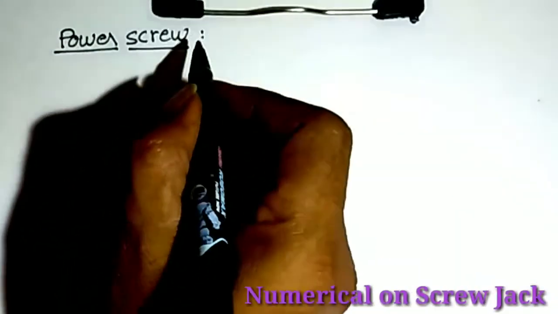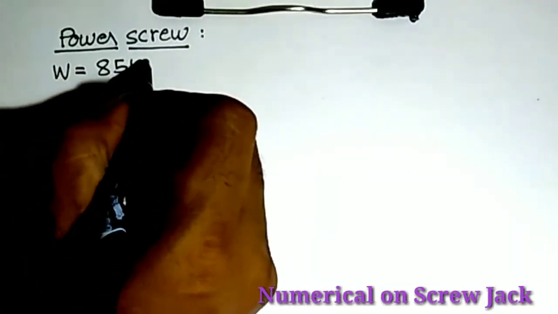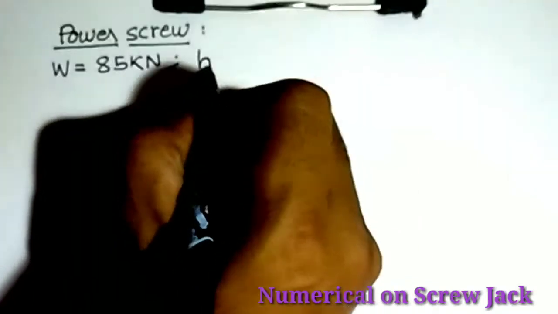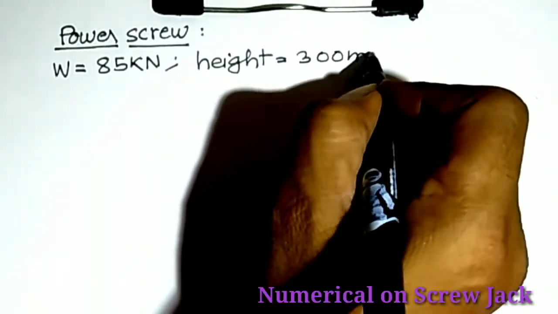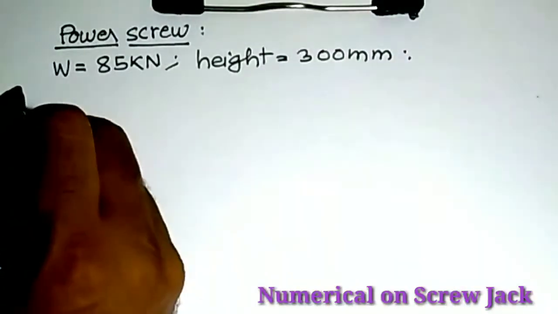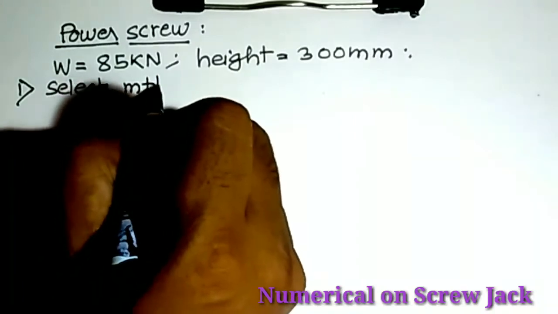Hello friends, let us start with numerical on power screw. Let us take a case where we need to design a power screw for load of 85 kilonewton, which is to be raised through a height of 300 millimeter.